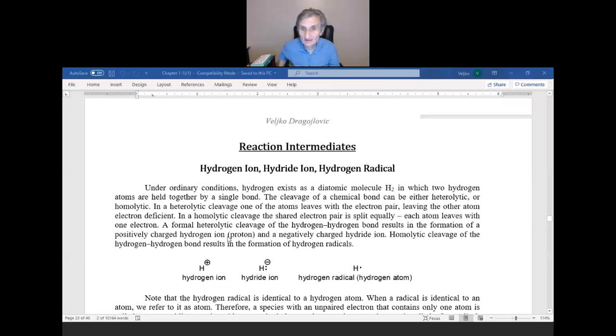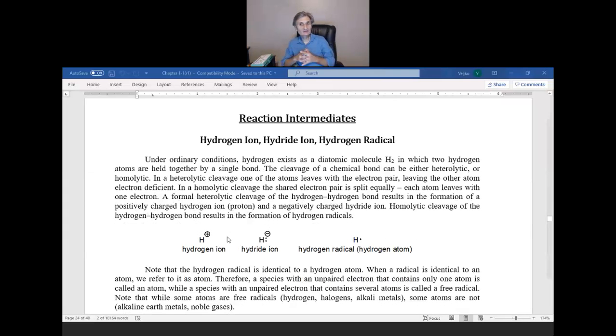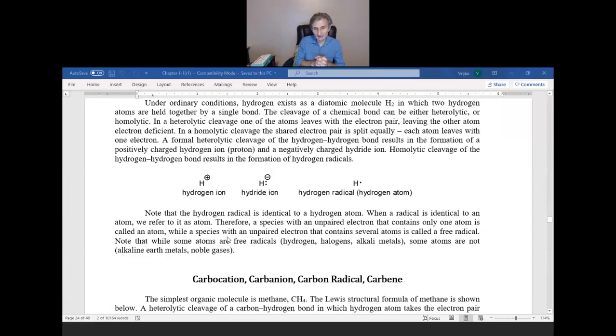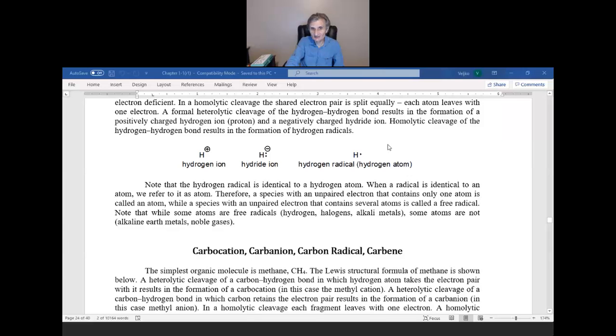And then reaction intermediates, another important topic. Reaction intermediates are short-lived species, but they do have definite lifetime. So reaction intermediates are charged species or species with unpaired electron. So hydrogen ion is actually proton, hydrogen that has lost its electron. Hydride ion is hydrogen atom that has gained an electron. So it has electron pair and negative charge. Of course, hydrogen ion, positive charge. Hydrogen radical is identical to hydrogen atom and has one unpaired electron. So those are hydrogen intermediates.